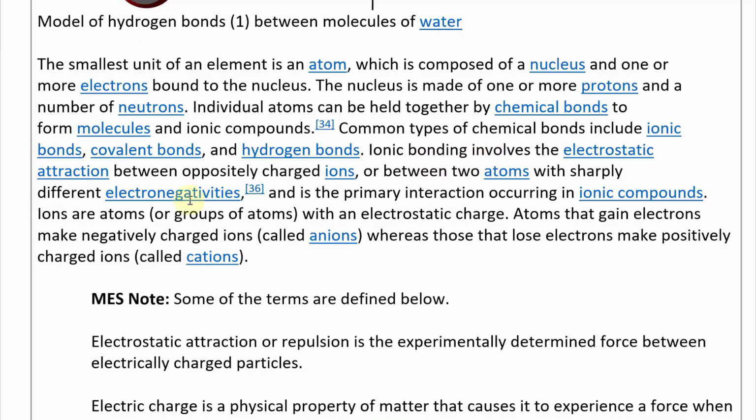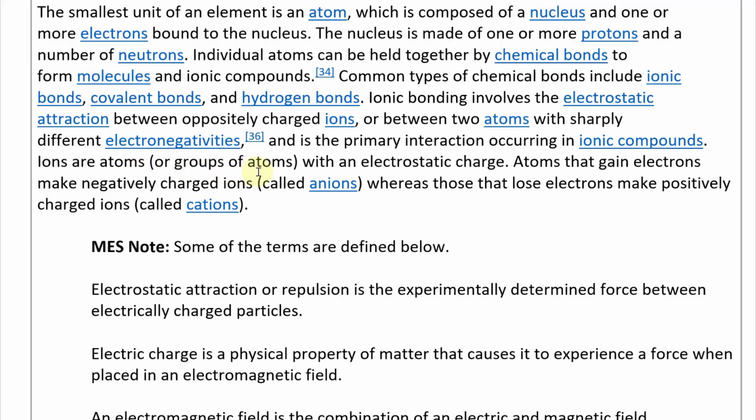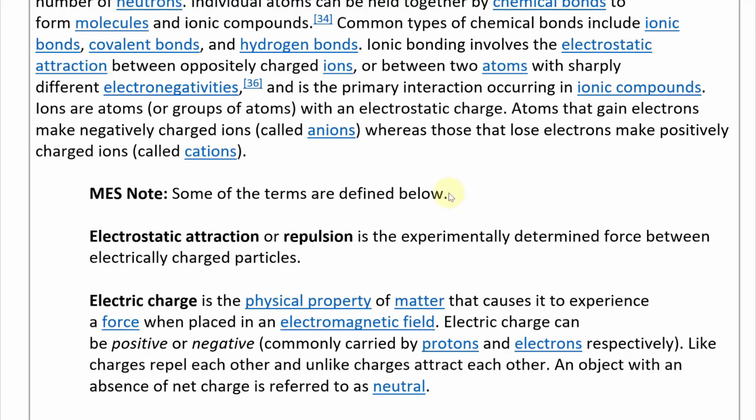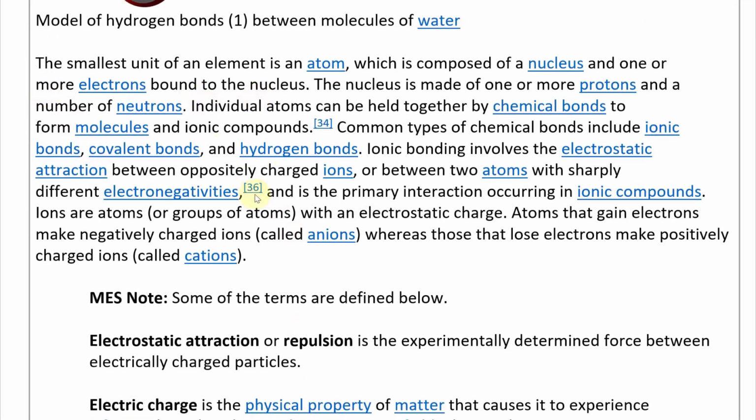Ionic bonding involves the electrostatic attraction between oppositely charged ions or between 2 atoms with sharply different electronegativities, and is a primary interaction occurring in ionic compounds. Ions are atoms or groups of atoms with an electrostatic charge. Atoms that gain electrons make negatively charged ions, called anions, whereas those that lose electrons make positively charged ions, called cations. Alright, so let's unpack all this and go over some of the terms mentioned.